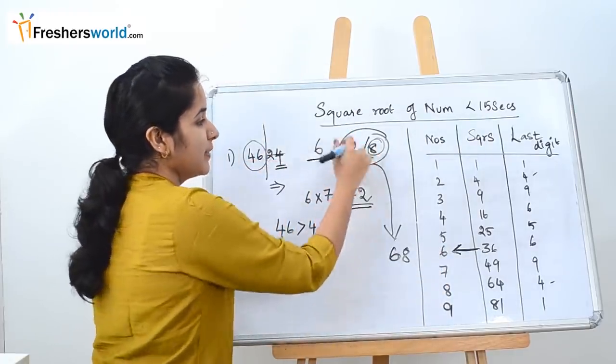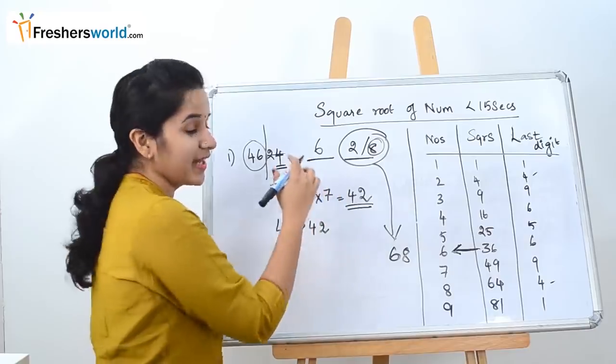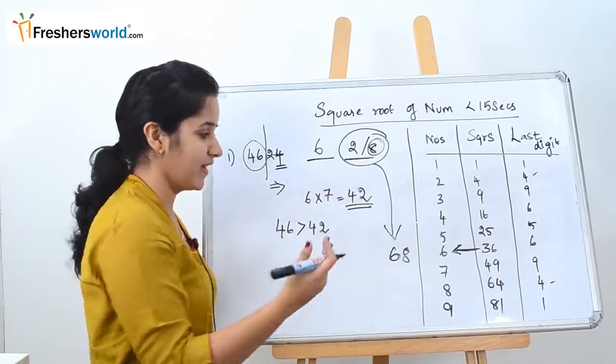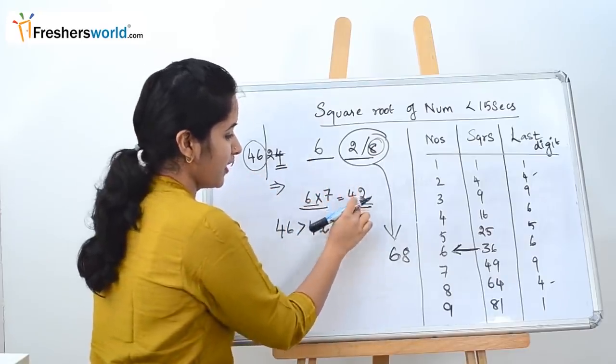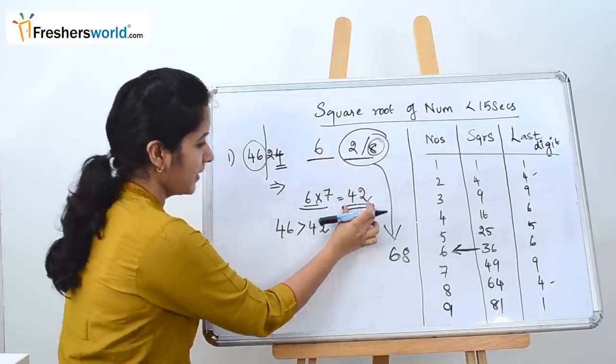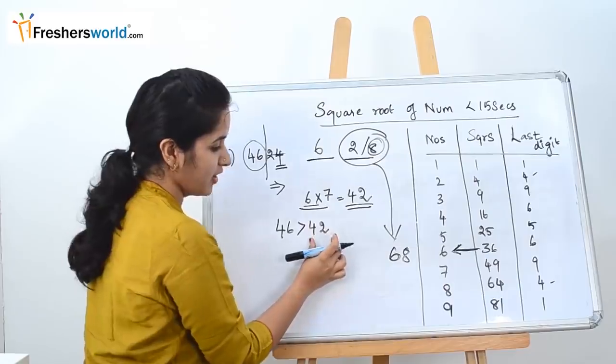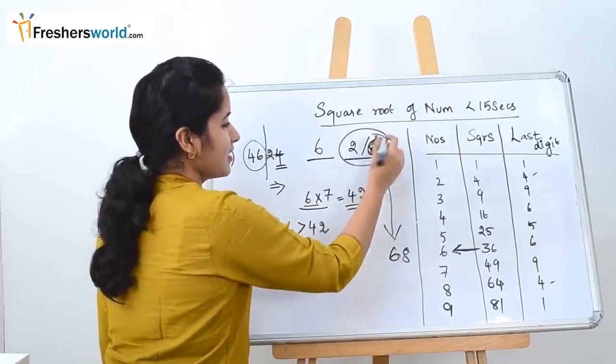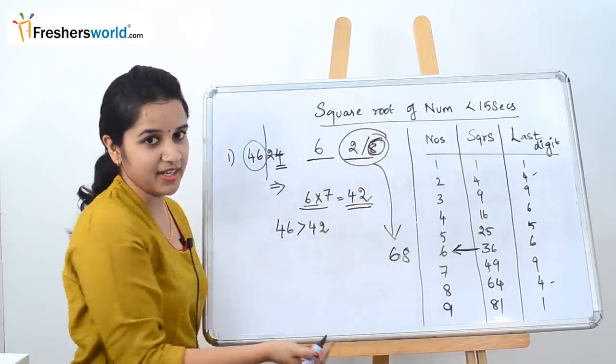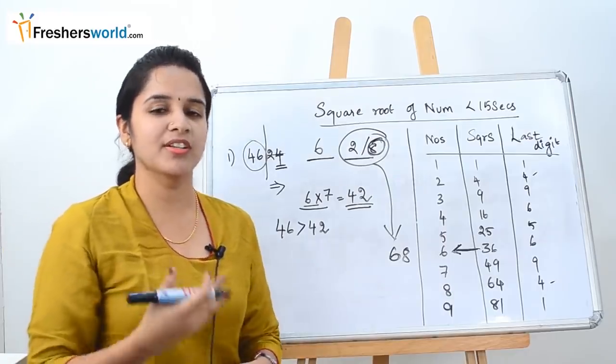So how to find between 2 or 8? We take the next number of 6, which is nothing but 7. So multiplied with 6, you get 42. Now you compare this number with the first 2 digits of your number. So 46 is greater than 42. So you directly take the larger number out of it. So it is nothing but 68. Let's just solve a couple of other sums to understand this concept better.